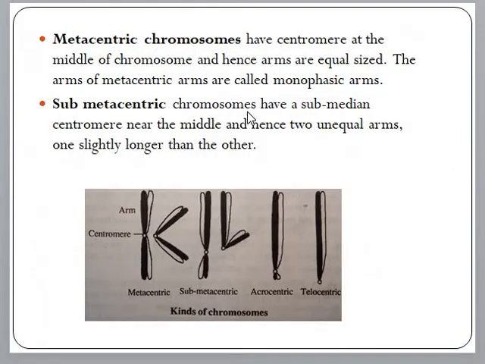The third group is called a metacentric chromosome, where the centromere is in the exact middle of the chromosome and divides it into two equal halves. And the fourth group is called submetacentric, where the centromere is moved towards one side of the arm, slightly away from the middle position. So these are the four categories of chromosome depending on the position of the centromere.